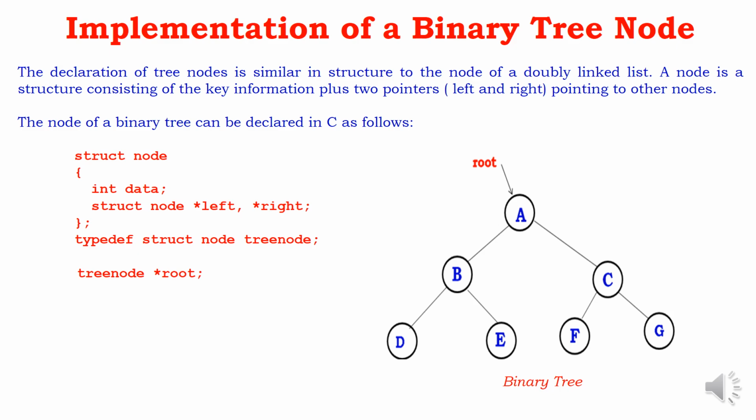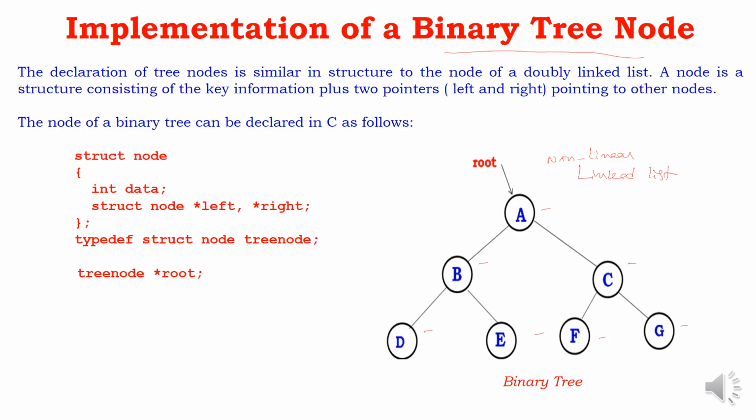Implementation of a binary tree node. Binary tree is a non-linear linked list. It is a collection of many nodes. So A is a node, B is a node, C is a node, D is a node, E is a node, F is a node, G is a node.